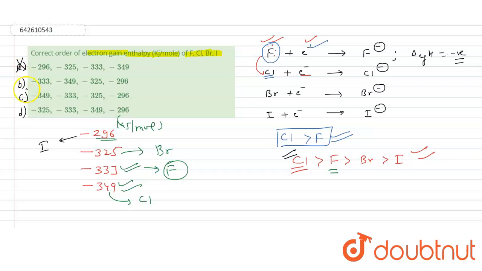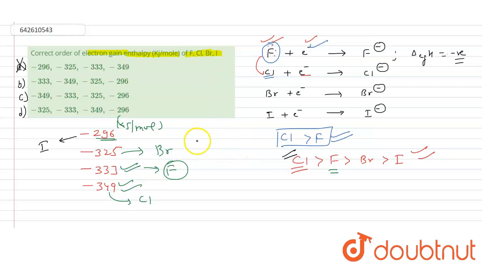If I talk about option B, first of all I'm getting minus 333, which is of fluorine. So we have to find the energy in this order: fluorine, chlorine, bromine, and iodine.